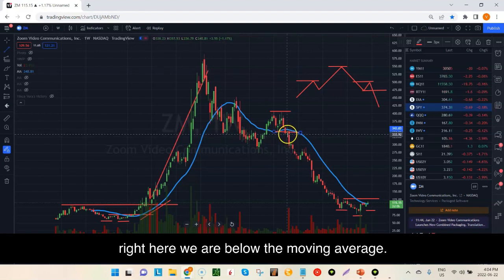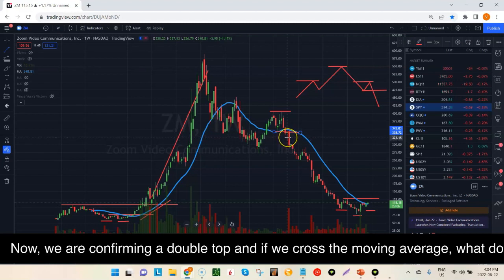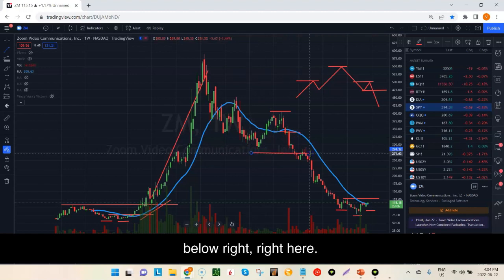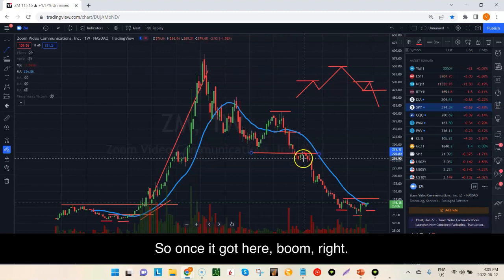So right here, we are below the moving average now. We are confirming a double top. And if we cross the moving average, what do we do? We look to our left and we look for a major pivot and we look for a break below, right? Right here. So once it got here, boom, right?